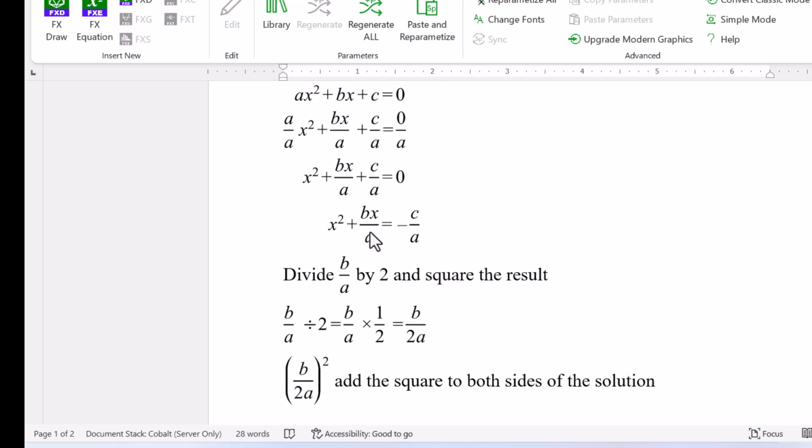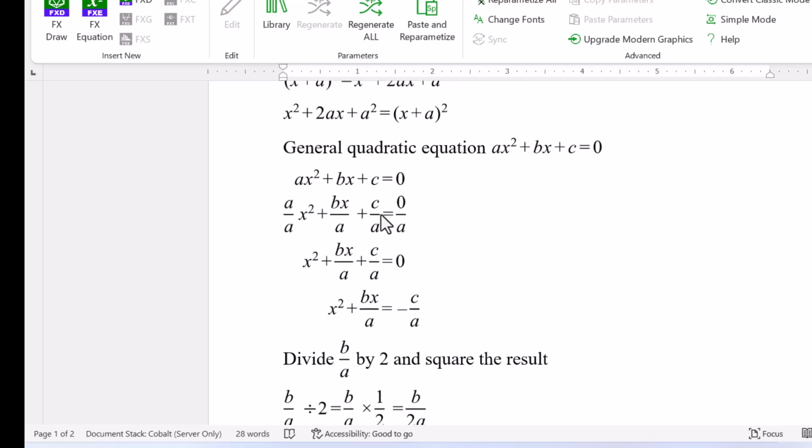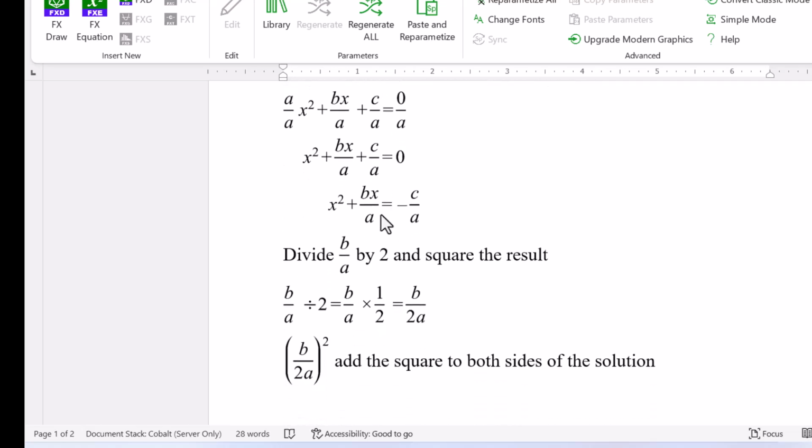Now the next thing is, since I discovered that the middle term is always gotten by multiplication by 2, I need a reverse process. How do I know the middle term here so that I can get a complete square? So I need to do the reverse process. Instead of multiplying by 2, I will now divide by 2 and square the result. So b over a divided by 2 becomes b over 2a. Then square the b over 2a. So this is the result.